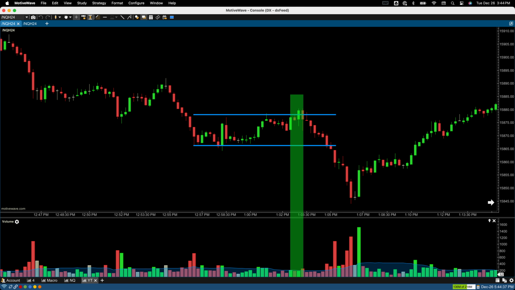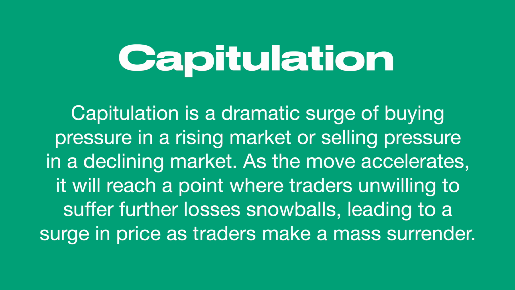Finally, let's look at how you can use volume to spot major market reversals by looking for capitulation. Capitulation is a dramatic surge of buying pressure in a rising market or selling pressure in a declining market. As a move accelerates, it will reach a point where traders unwilling to suffer further losses snowballs, leading to a surge in price as traders make a mass surrender.